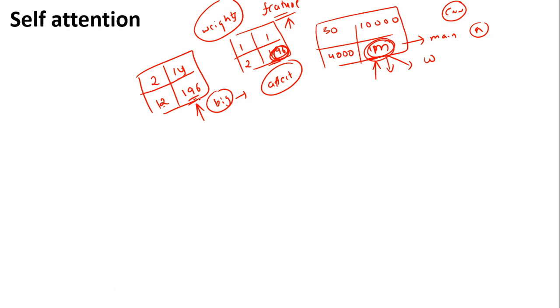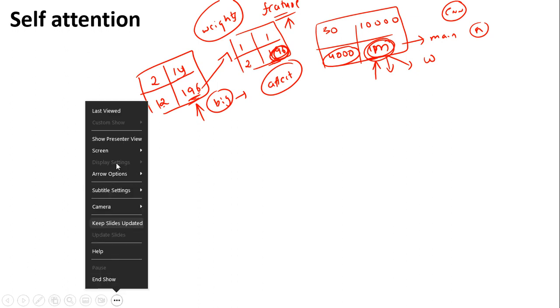So what is correlation? We are finding the relationship between different features. Like 12 into 1 plus 196 into 2, how much did we get? 4,000. So correlation determines how much we are affecting the feature. You'll understand this when I teach you the Q, K, V matrices in self-attention. Let me clear the screen for now.